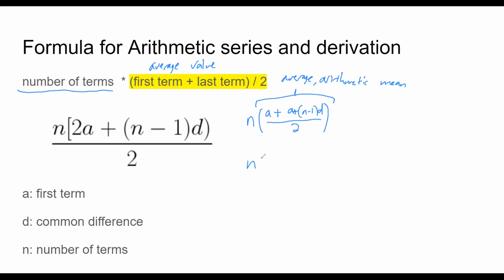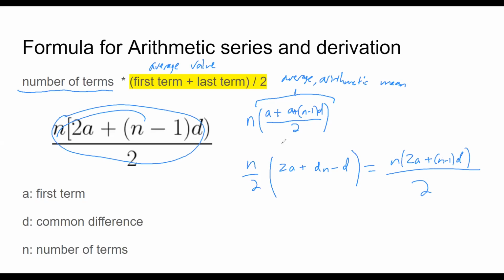So then let's simplify this. We have n, let's take the 2 out and put it over here. And then we have 2a plus dn minus d. Well, if you rewrite this, we can just write it as our equation over there. So we have n, and then we have 2a, and then they didn't factor out the d, which is probably a better way to do it. So n minus 1 times d. And that's where this formula here for the arithmetic series sum comes from.